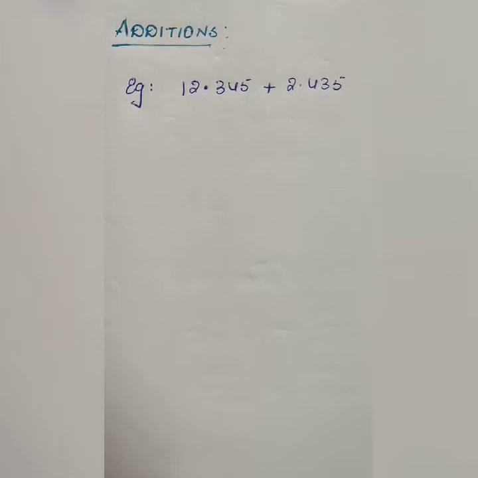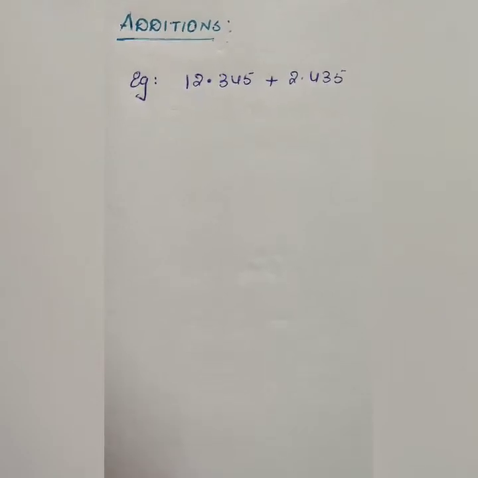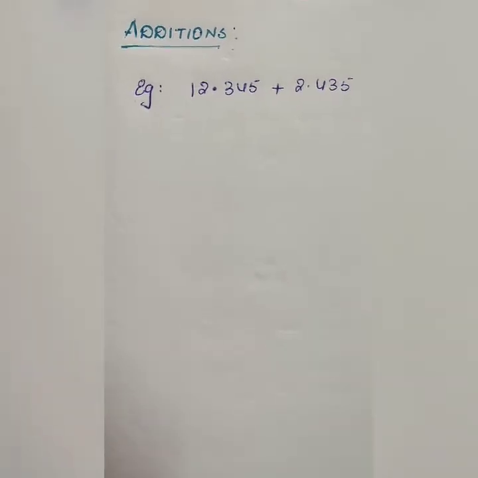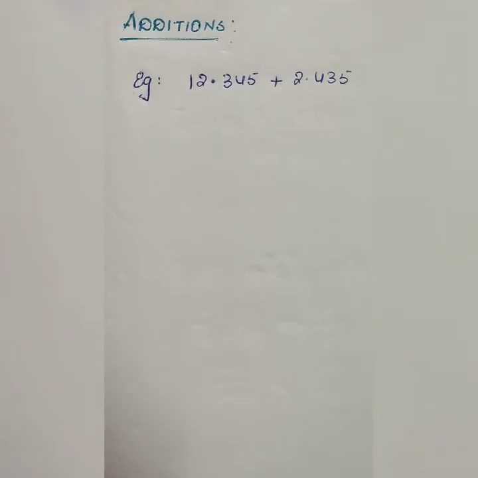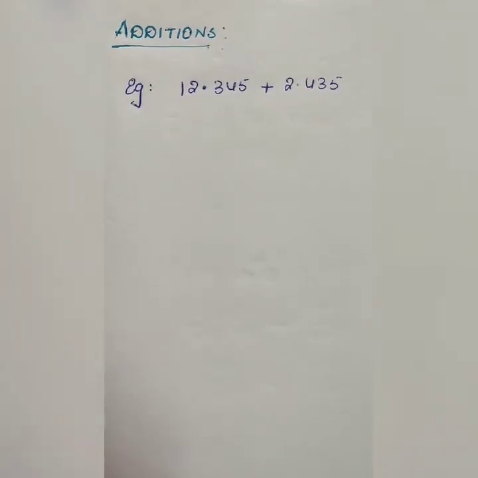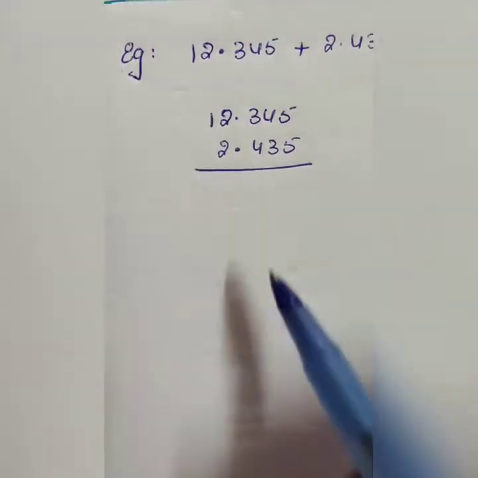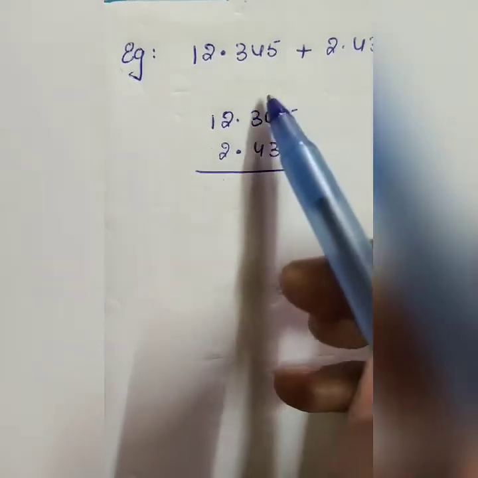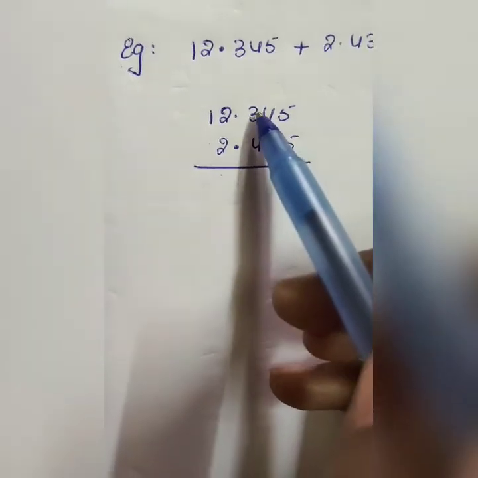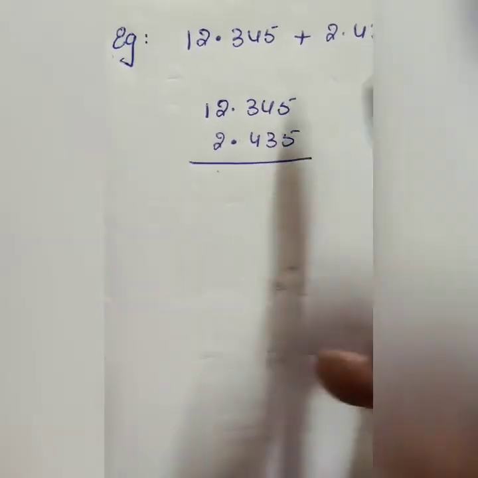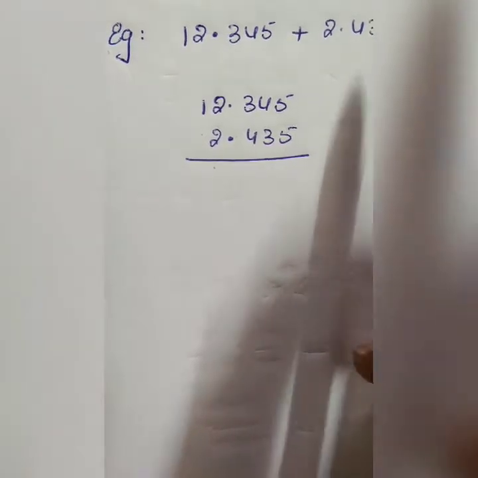We will start with addition. Let's consider this example: 12.345 plus 2.435. How to add two decimal numbers? Just write the place values to the corresponding place values like this. Now see, units place, decimal point, tenths place, hundredths place, thousandths place. Okay, like this you have to write.